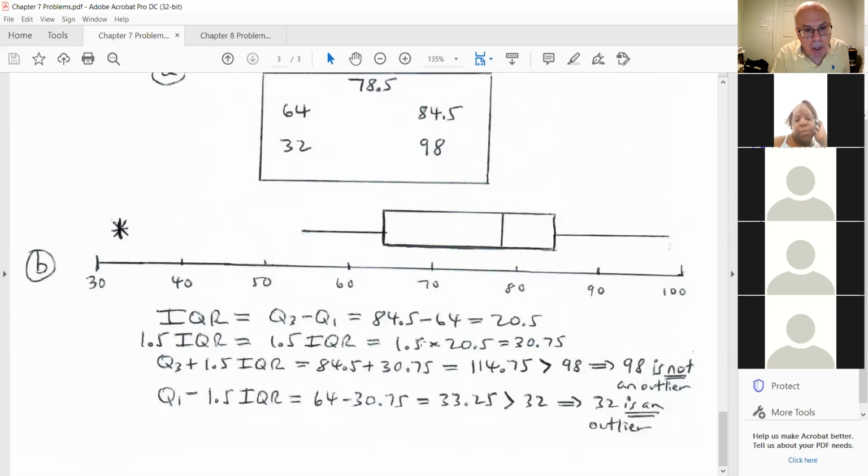So that's what we're doing here. We're taking the 1.5, multiplying it by the 20.5, and we get 30.75. That's what the calculator says, so you can follow along with your calculator if you like. Now, what do you do next?